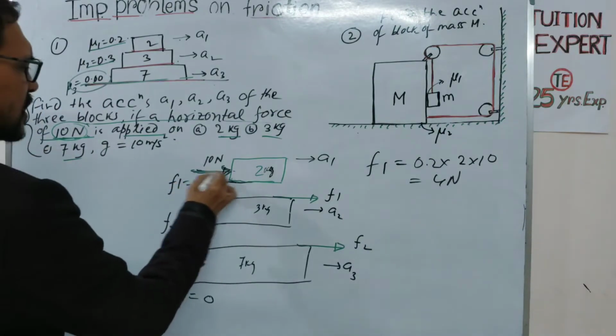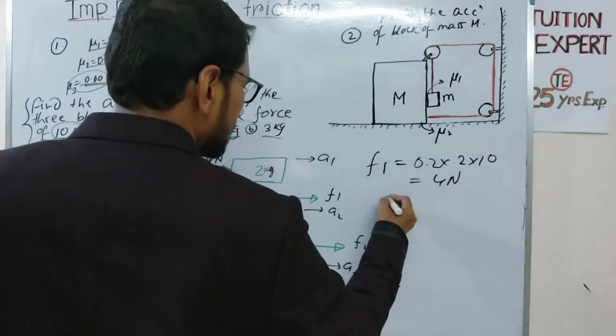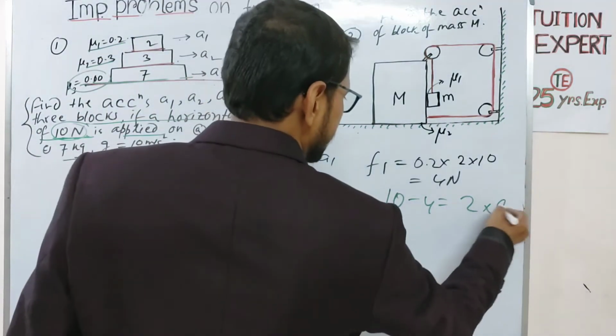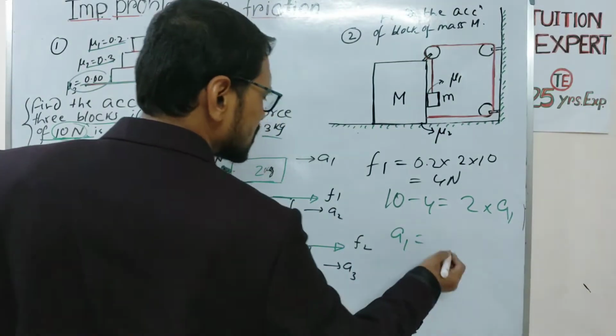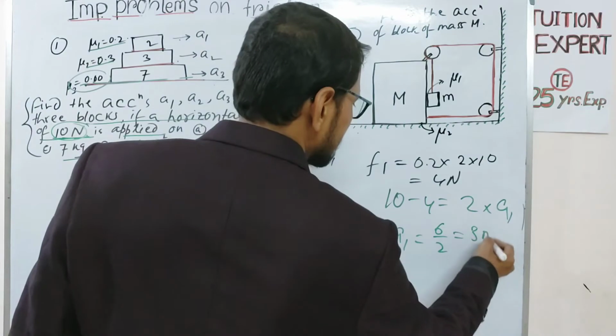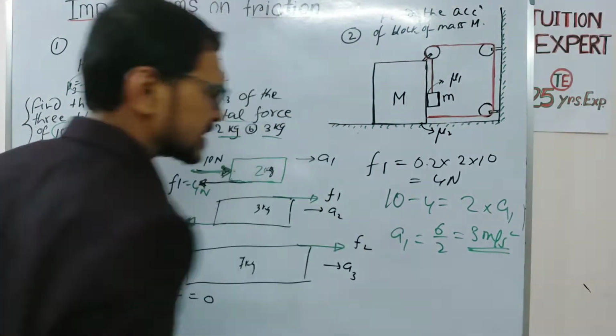Now 10 Newton acts in this direction and 4 Newton in the opposite direction. So what is the acceleration of this block? 10 minus 4 equals m a, so a1 equals 6 by 2, that is 3 meter per second square. So this is the acceleration.